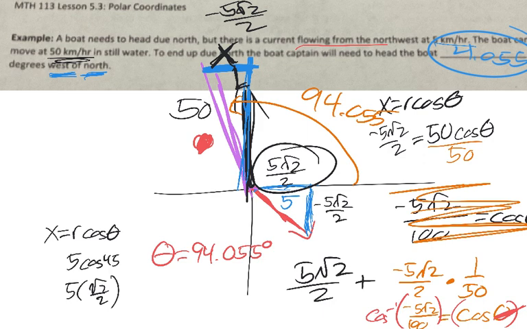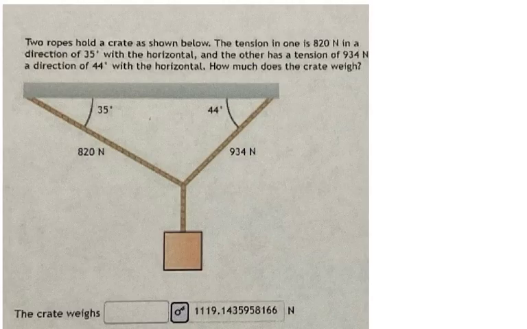Look at this. This is as clear as can be. This is physics if I've ever seen it. 2 ropes hold a crate as shown below. The tension in one of them is 820 newtons in a direction of 35 degrees with the horizontal. The other has a tension of 934 newtons at a direction of 44 degrees with the horizontal. So how much does the crate weigh?